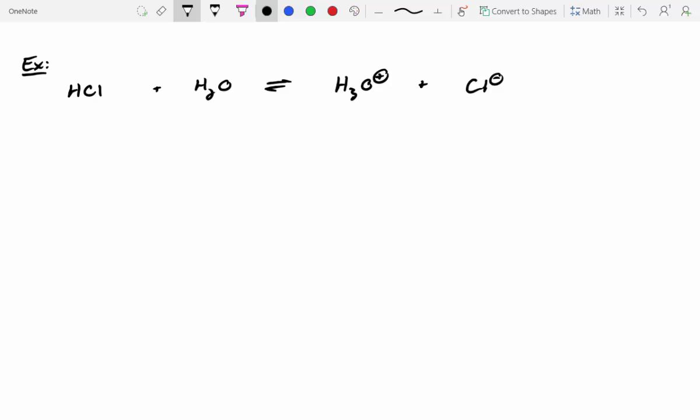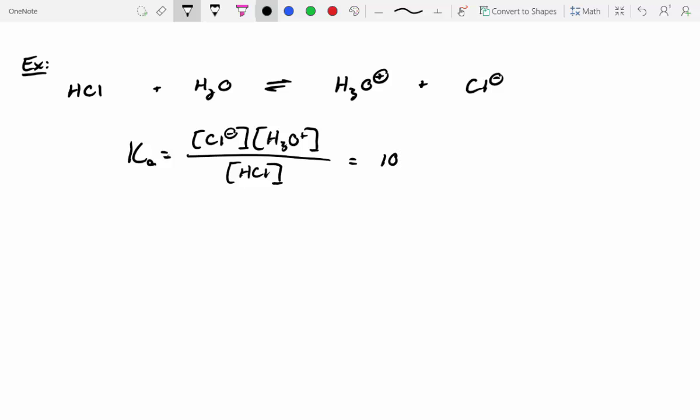If we think about the Ka for this reaction, it's going to be our concentration of Cl- times our concentration of H3O+ over our concentration of HCl. If you calculate this, it's roughly 100 million. Does that mean HCl is a strong acid or weak acid? Strong.